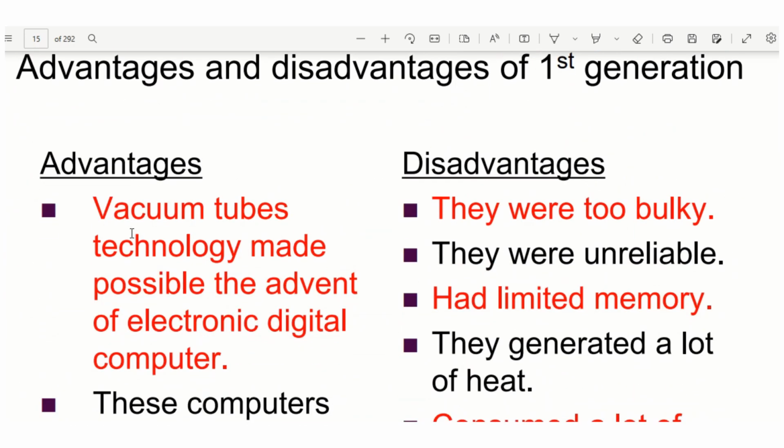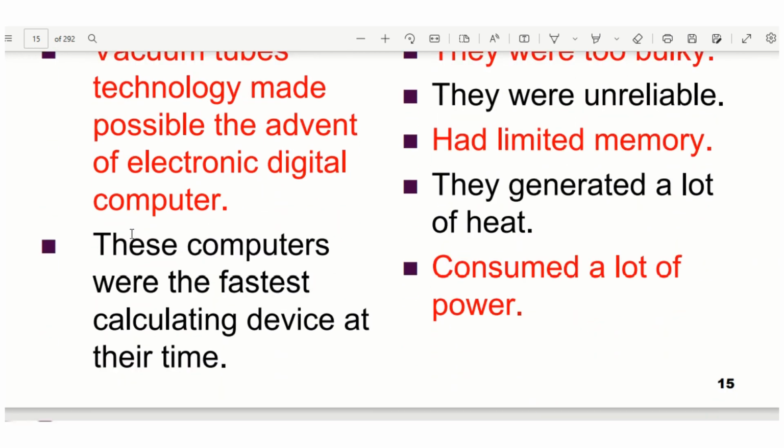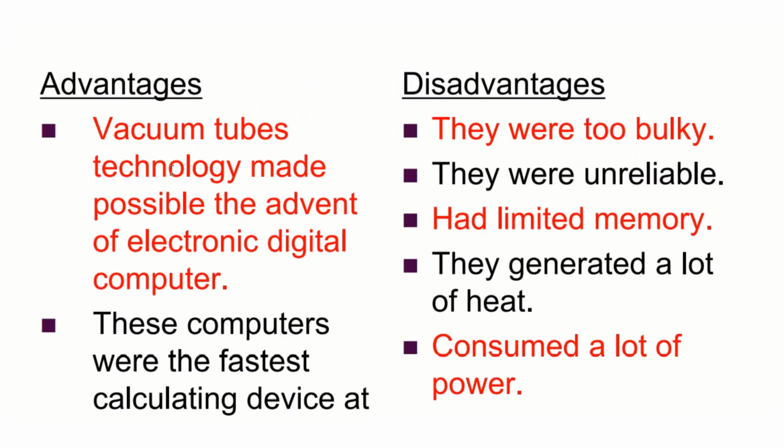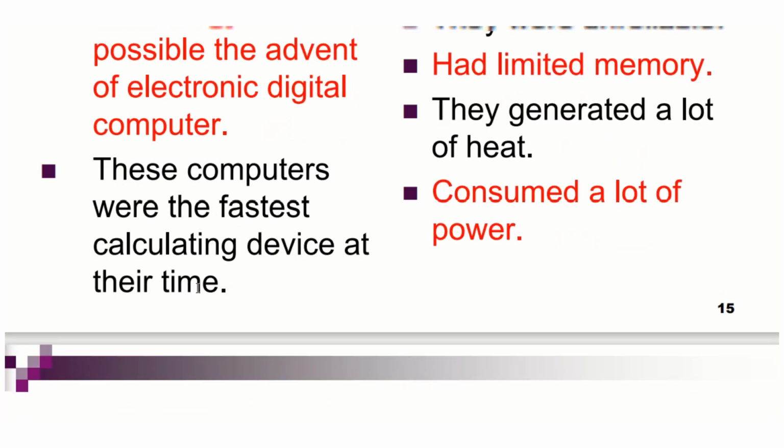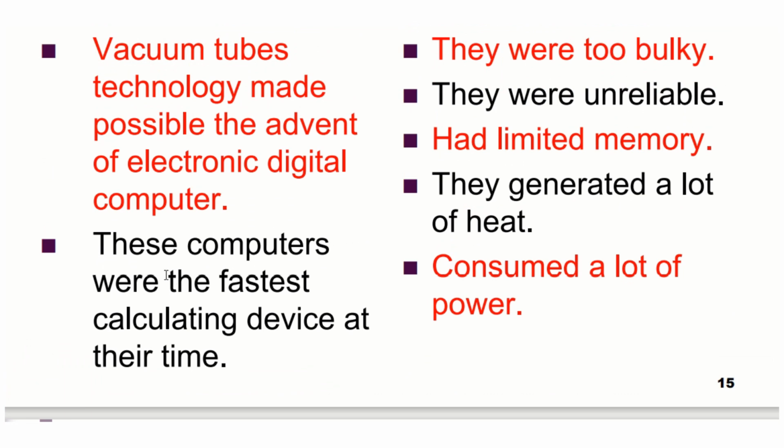The advantages of the first generation computer: the first advantage is that vacuum tube technology made possible the advent of electronic digital computers. The second advantage is that these computers were the fastest calculating devices at that time.